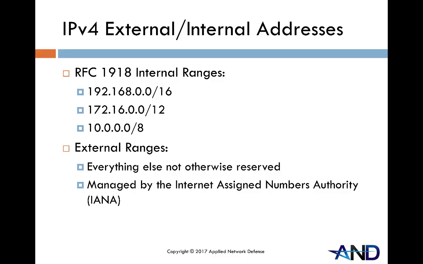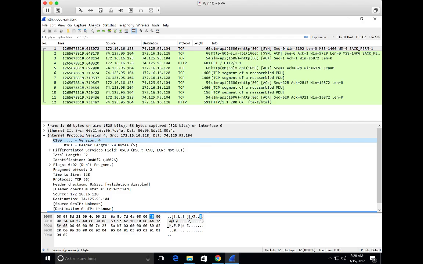Those are what you're going to be using for internal networks, which you're going to see most of the time. And everything else, unless it's otherwise reserved, is going to be an external IP address. And that's important to keep in mind when you're thinking about stimulus and response related to IP traffic. So now let's look at some packets that actually show the IP protocol in action.